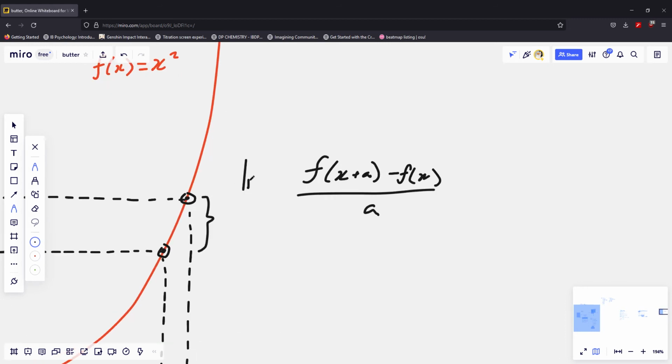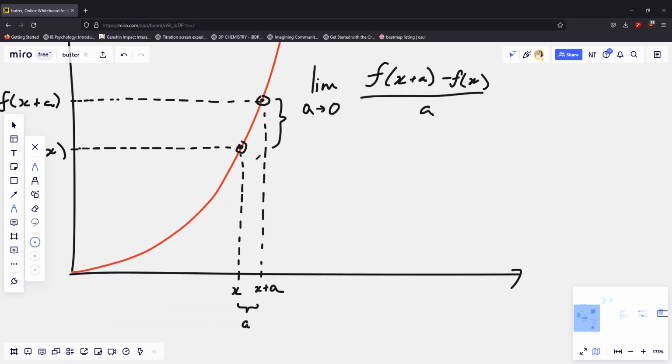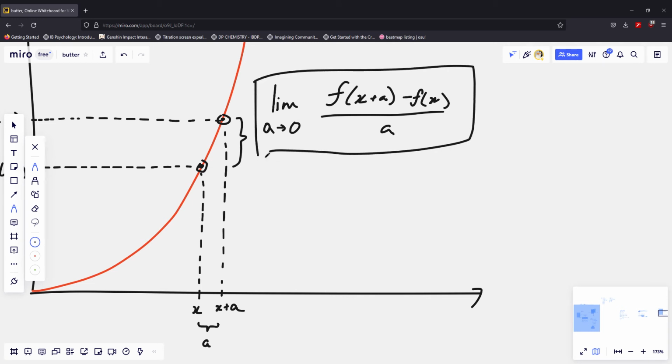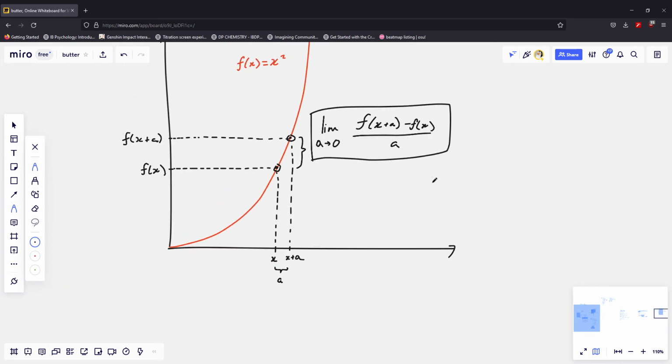If I were to make a approach 0, which means making these 2 points closer and closer to each other, then we'd get the slope at exactly x. So this is the idea behind a derivative. But this is lengthy to write for every problem. Usually you want a more concise way of saying it. So that's where we turn to prime notation.